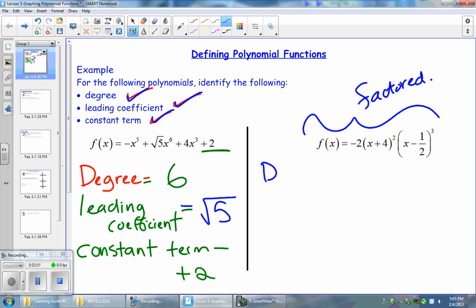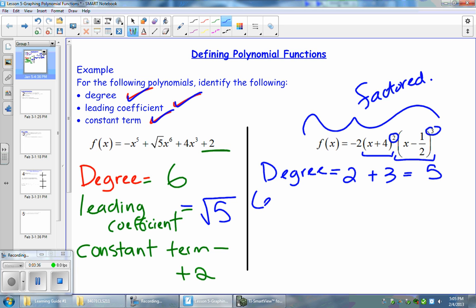Okay, so let's start with the degree. The degree of the function in factored form comes from the power of each of your binomial factors. If I take a look at my function here, the binomial factors are (x plus 4) and (x minus 2), and the powers relate to the exponents. Therefore, the degree of this factored form is simply found by adding all the powers of your binomial factors. So 2 plus 3 gives me a degree of 5.